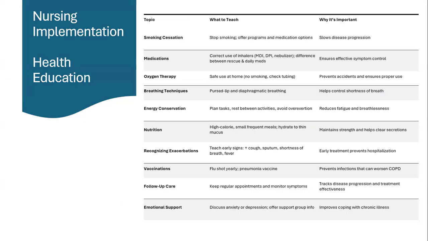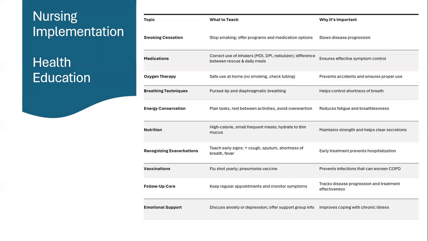Here are nursing implementations. Like I said before, we have three main divisions of implementation. First one is health education, acute care, and also ambulatory care. For health education, there are a lot of topics that you can teach to the patient, and why it is important.